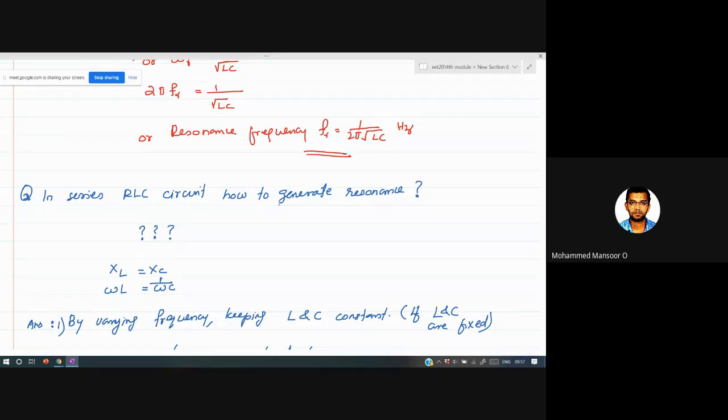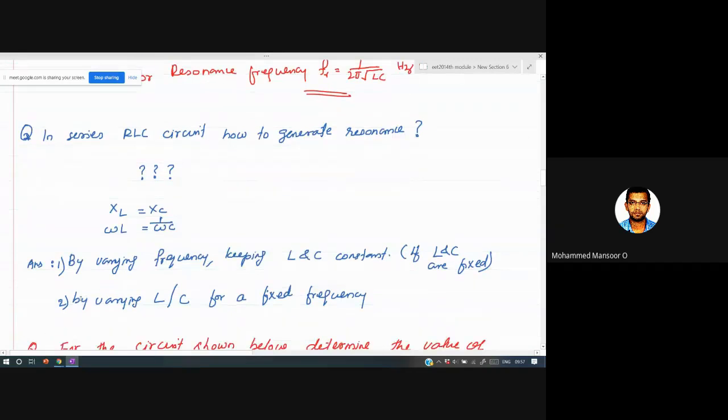Resistance is varying. Variable resistance, that is rheostat. Clear? So under that condition, you can vary either inductor or capacitor. Keeping the capacitor fixed, you can vary the value of inductance. Then at a particular instance, at a fixed frequency, XL becomes XC. So these are the two conditions, or two practical scenarios, to generate resonance in an electrical system.